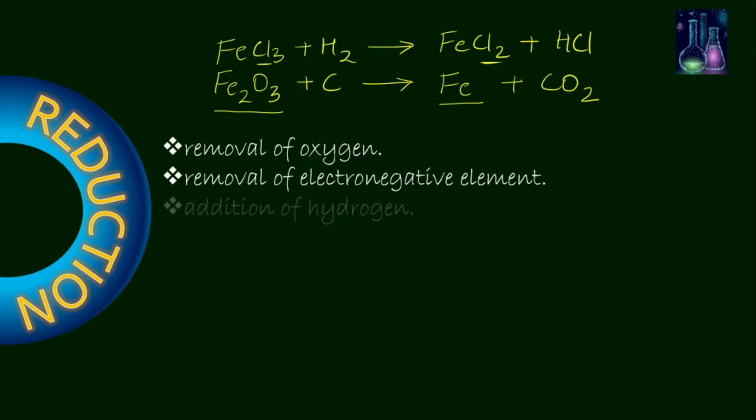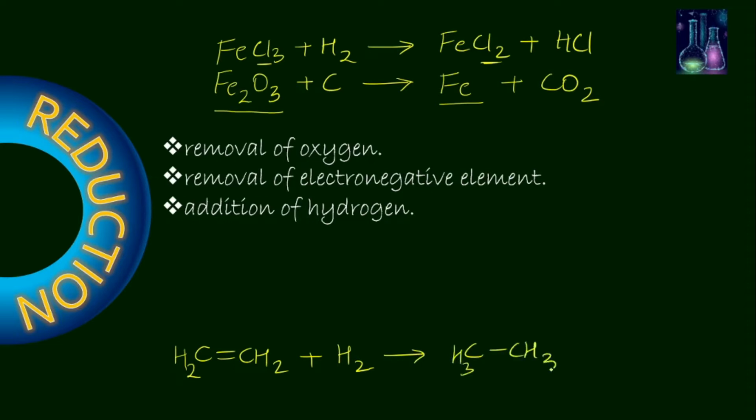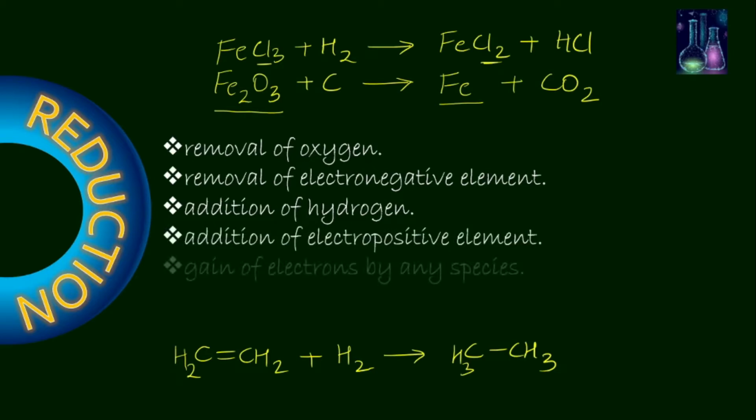Next, addition of hydrogen. For example, ethene on reaction with hydrogen forms ethane. Therefore, here hydrogen is added and therefore it can be considered as a reduction reaction. Addition of electropositive element, and last but not the least, gain of electron by any species. We will be dealing with transfer of electrons in the upcoming slides.